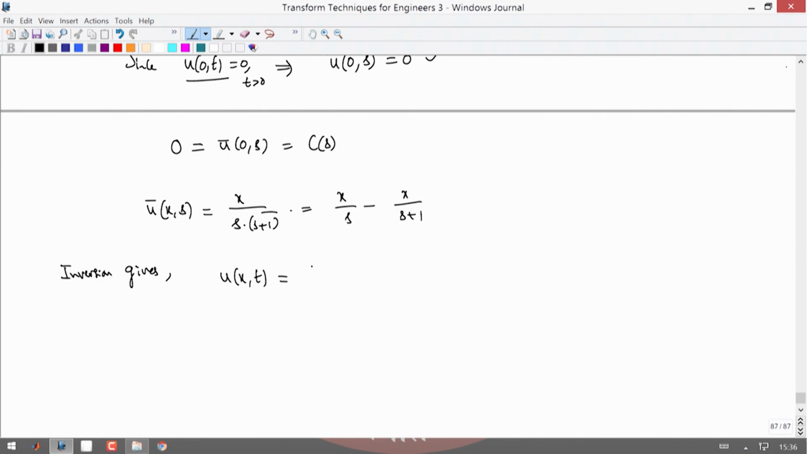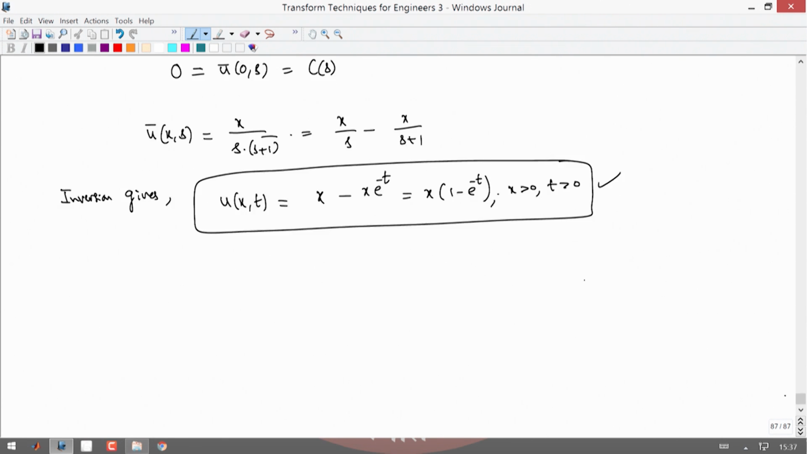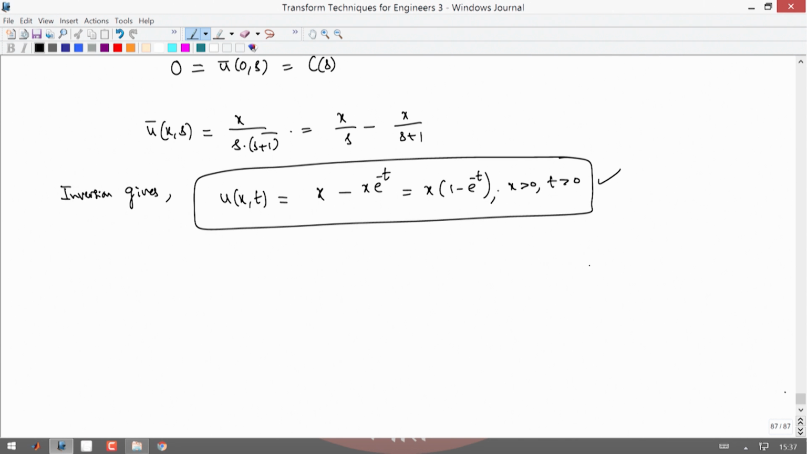which is equal to x t minus x e power minus t. 1 by s is actually 1. So, you have x minus x times e power minus t. So, this is nothing but x times 1 minus e power minus t. So, this is your solution, the required solution for x positive and t positive of your partial differential equation with that initial and boundary data. So, this is how you solve this partial differential equation.